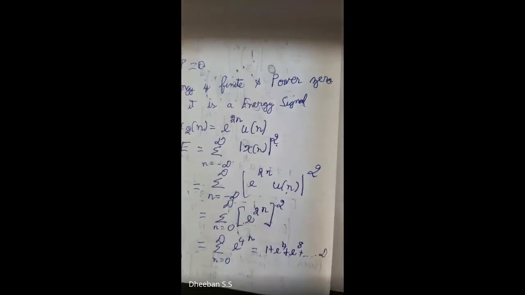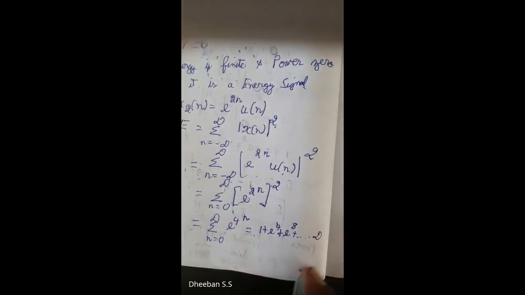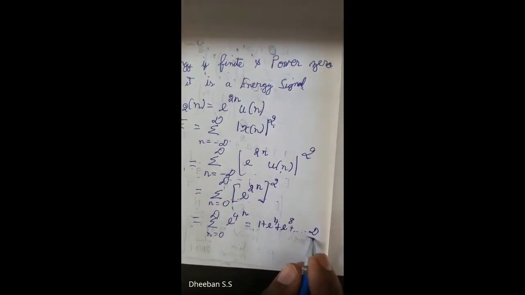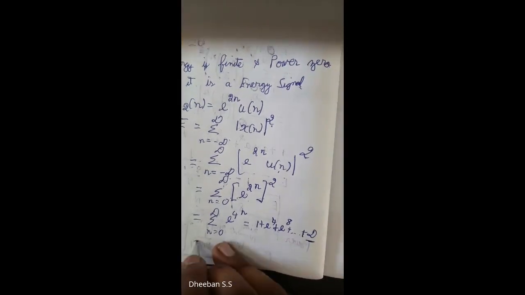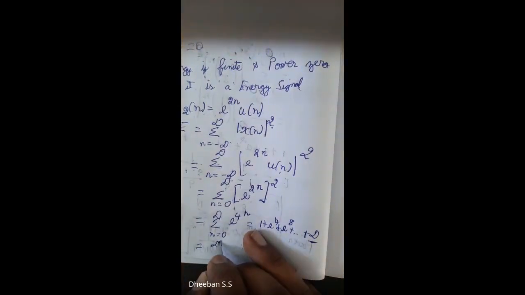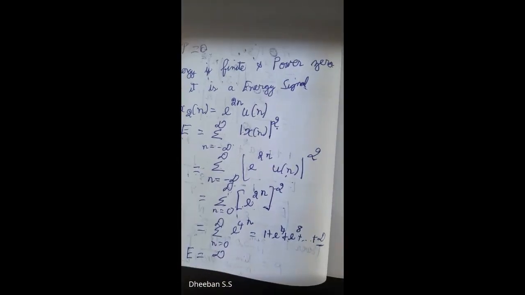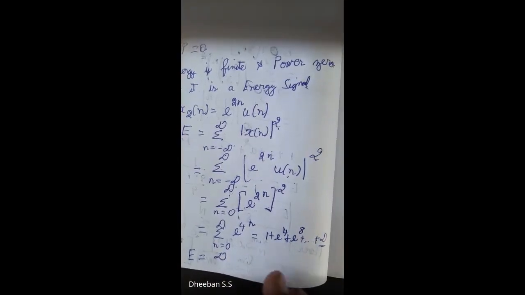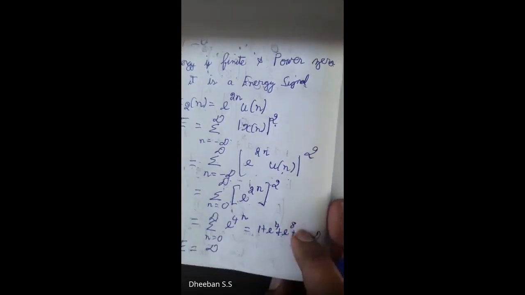So here it is clear. Here what is clear? This takes the value of infinity. Okay. So your value becomes infinite. So your E is infinite. Okay. So in the previous case, the energy took the definite value, but in this case, it is infinity. Okay. So next we'll be going with the power.